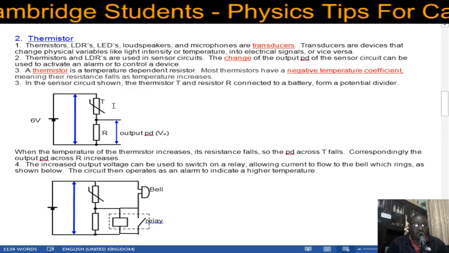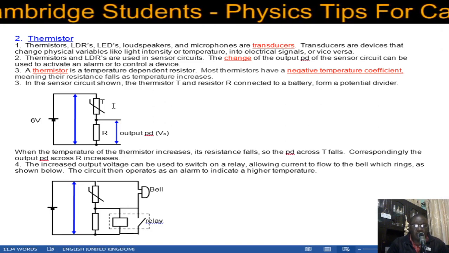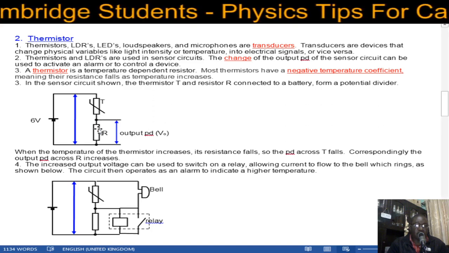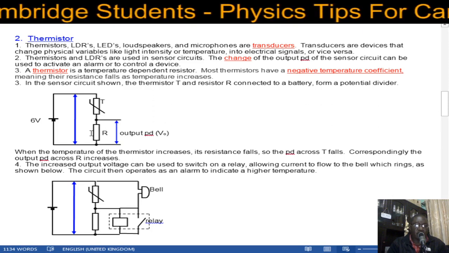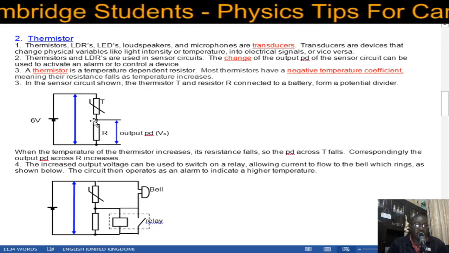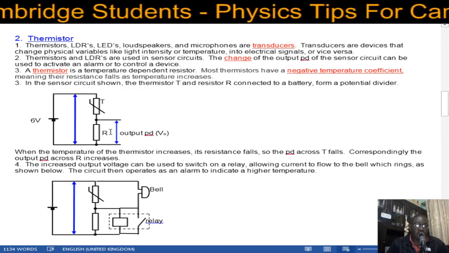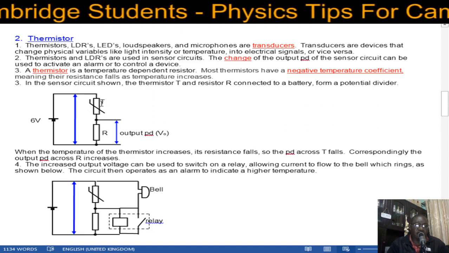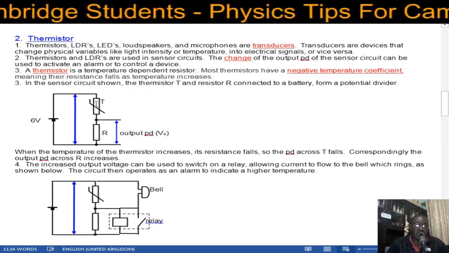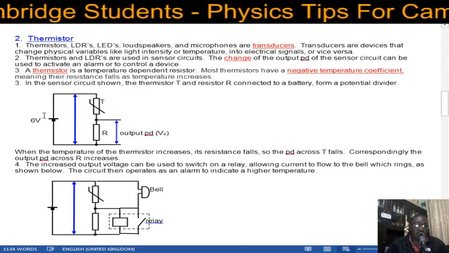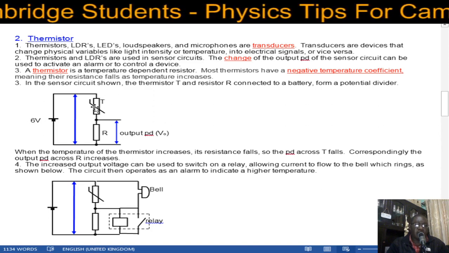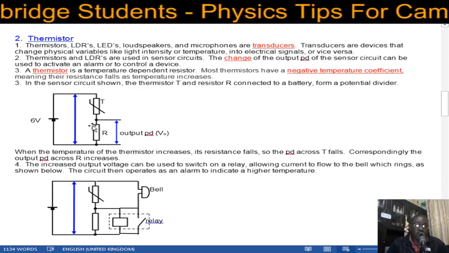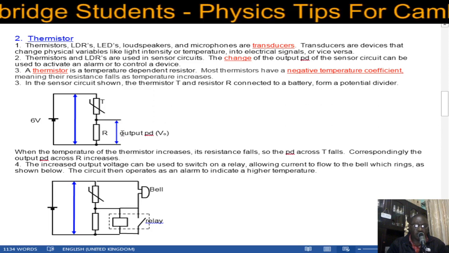Now, as we have gone through the potential divider formula, we said that the output voltage will be equal to this resistance R divided by the total resistance T plus R times 6 volts in this case. Which means if this thermistor is in the cold, it has very, very high resistance, so it gets the lion's share of the supply voltage. In other words, there will be more resistance there, hence more potential difference there, and less output potential. So the output potential difference would approach 0.